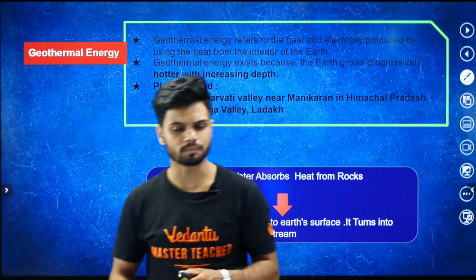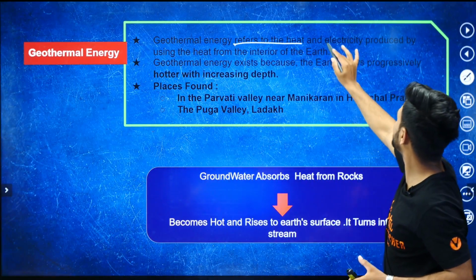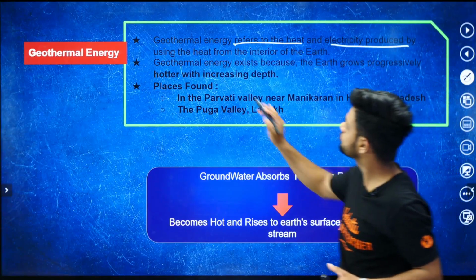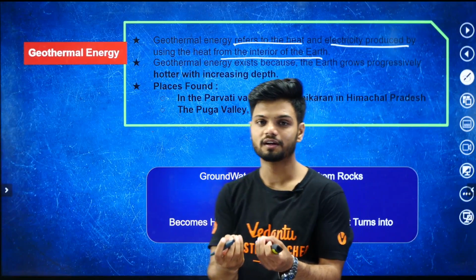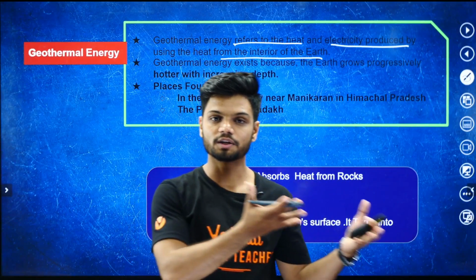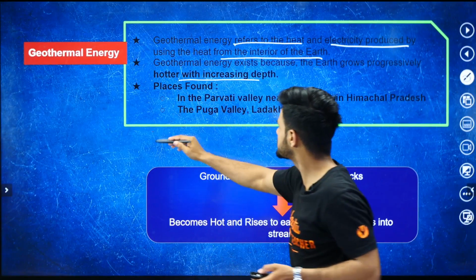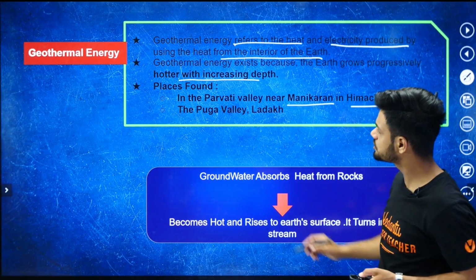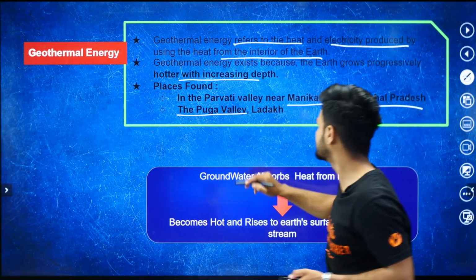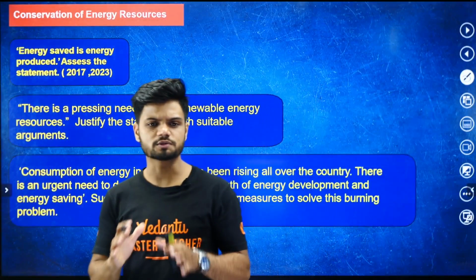Okay. Then we have geothermal energy. Geothermal energy is electricity produced by using the heat from the interior of the earth. Whatever heat the earth is producing, we use that heat and convert it to energy. It is basically found in hot springs. Places found are the Parvati Valley near Manikaran in Himachal Pradesh and the Puga Valley in Ladakh. Again, very important. Clear? Then we have different questions which have been asked here.